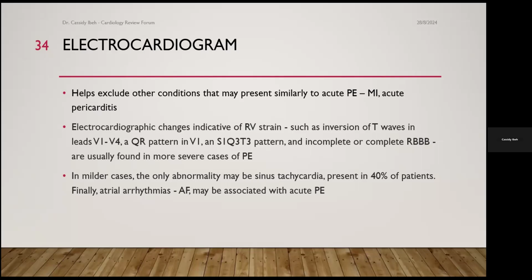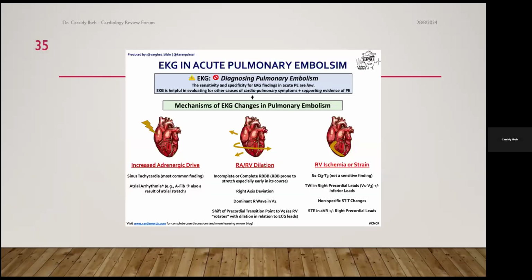right bundle branch block. Now, in minor cases, the only abnormality may be sinus tachycardia, which is present in about 40% of patients. It's important to know that in some cases the ECG may even be normal. It's not very specific in assessing this patient, but when you see some of these features, they indicate that there is something happening on the right side.